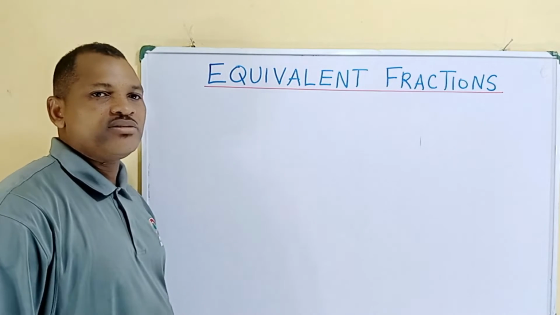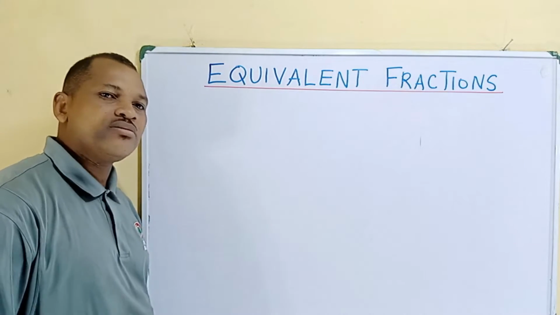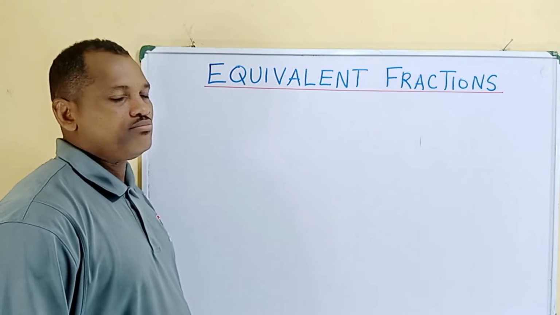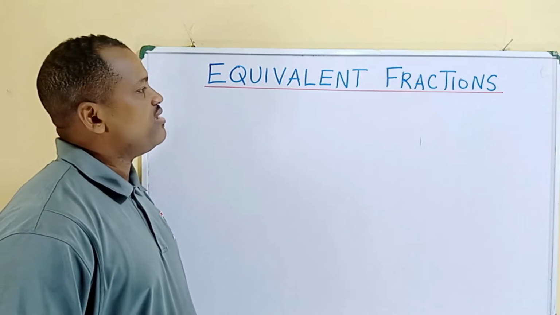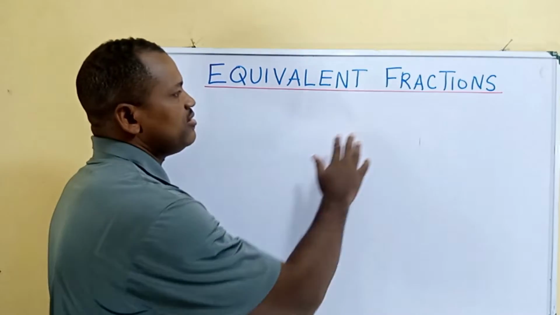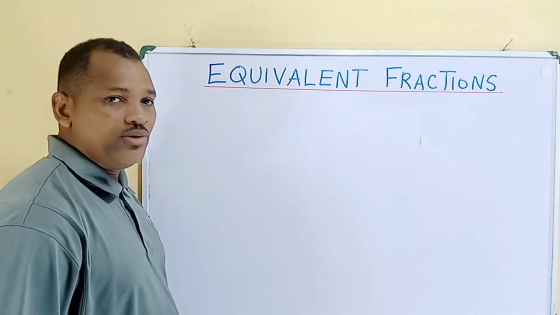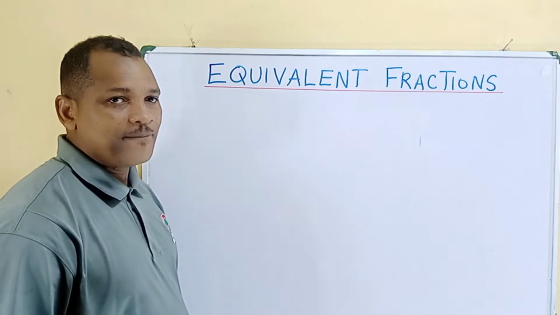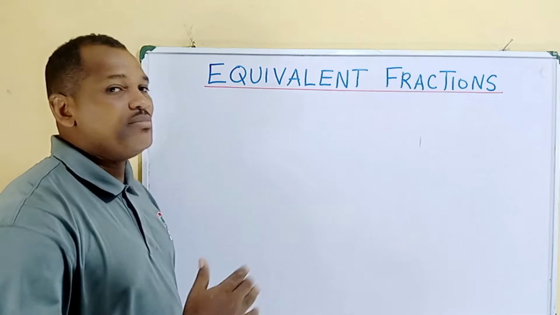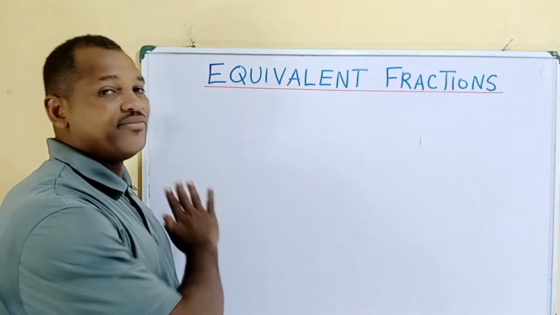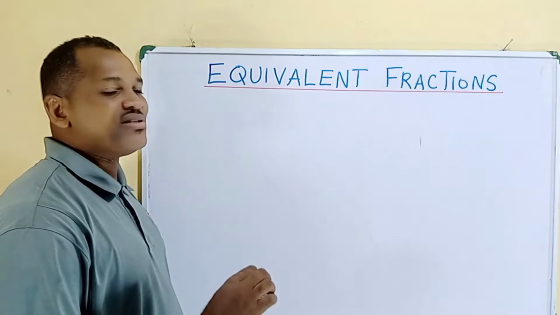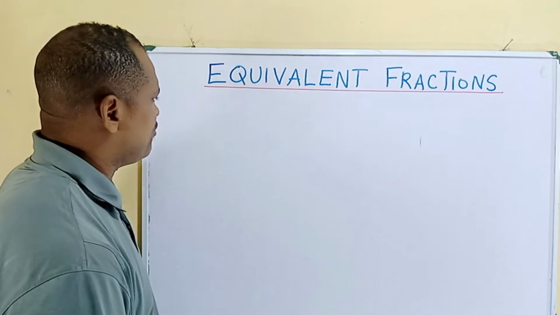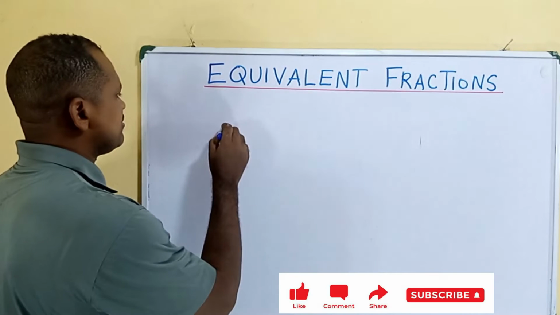Equivalent fractions are fractions that have the same value. Simple. These are fractions with the same value. They don't look alike. They don't look similar. They look different, but they have the same value. Take for example, look at this.